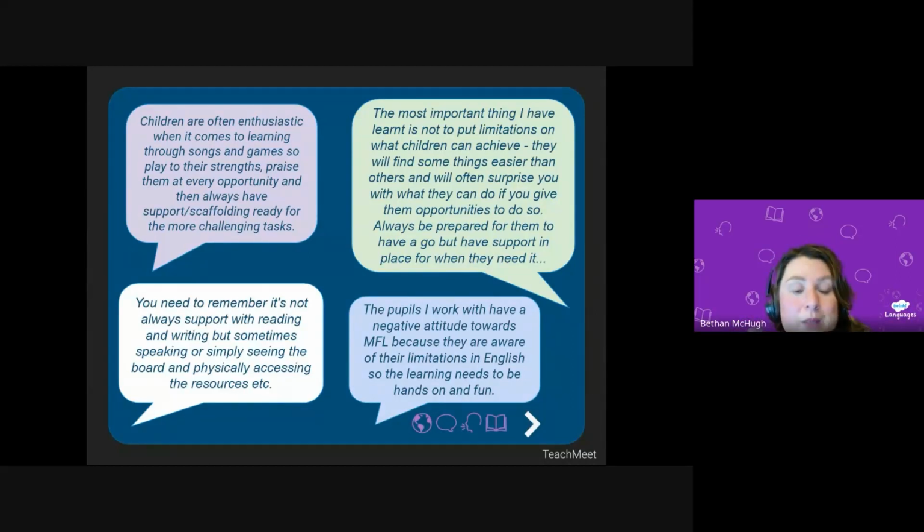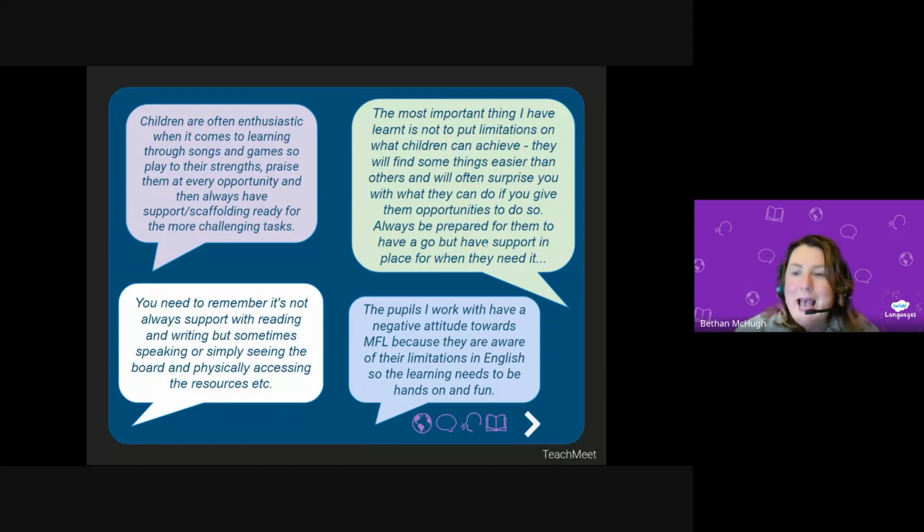Also, this is a really interesting one, and this came from a friend of mine who is a TA in a pupil unit in a secondary school, where the pupils work within this unit constantly. She said they have a really negative attitude to languages because they are aware of their own limitations in English. And I thought this was such a hard thing to hear, because you want to be able to go in and say, oh my gosh, it's a clean slate, you could give this a go.